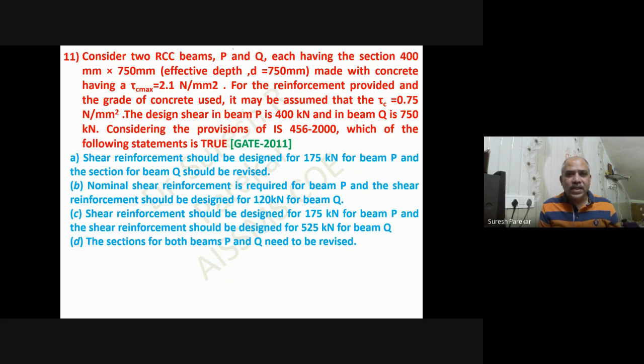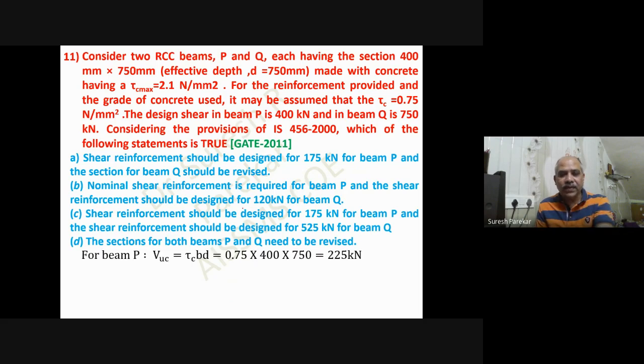So, question we will see. Given: consider two RCC beams P and Q, each having the section 400 mm by 750 mm, effective depth d equal to 715 mm, made with concrete for the reinforcement provided, the grade of concrete used. Now they have given options: shear reinforcement should be designed for 175 kilonewton for beam P and for Q. So we will go for this and then we will see.